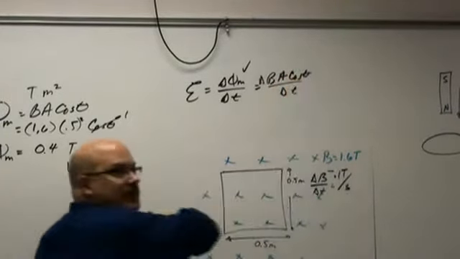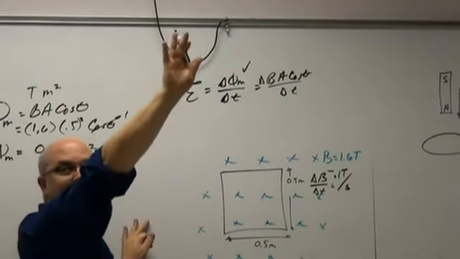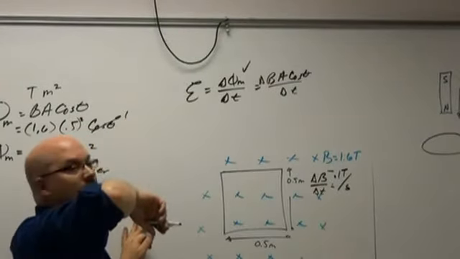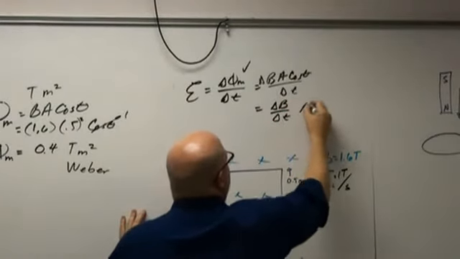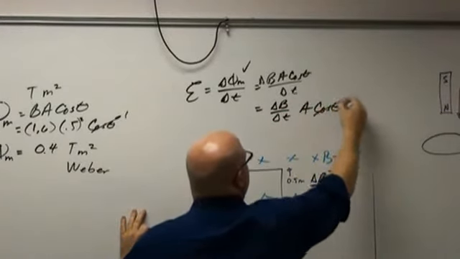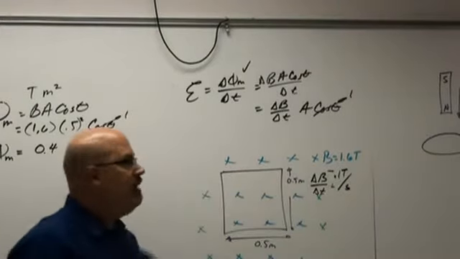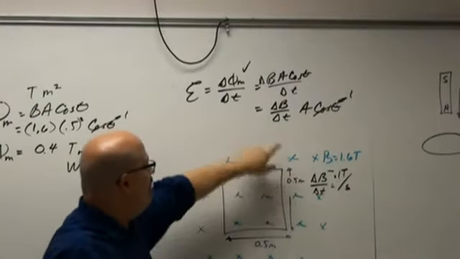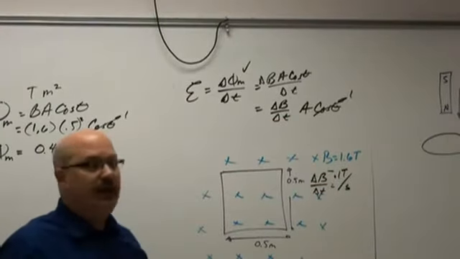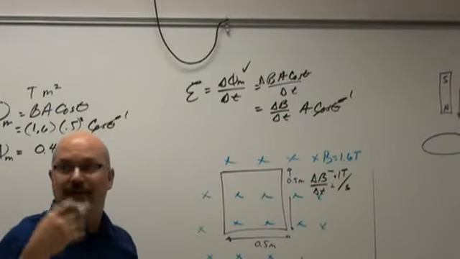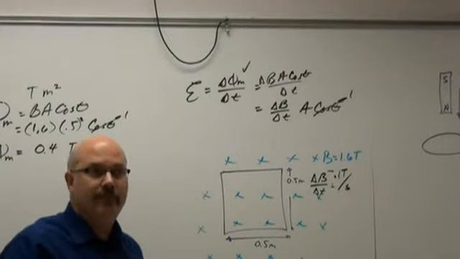But which one of these is changing this time? B. Not the area, but B, right? So it's delta B over delta T, A times cosine theta, but my cosine theta is 1 again, right? So all I do is put in my area from before, and what do I put here? Negative 0.1 Tesla per second, right? And that would give me my EMF then, correct?